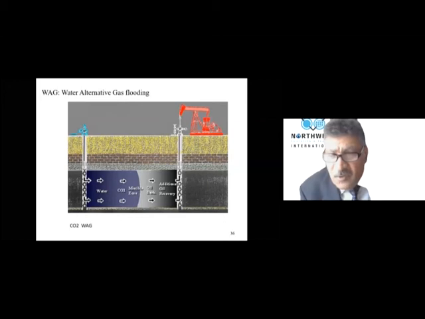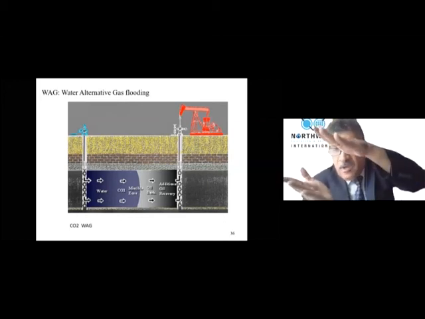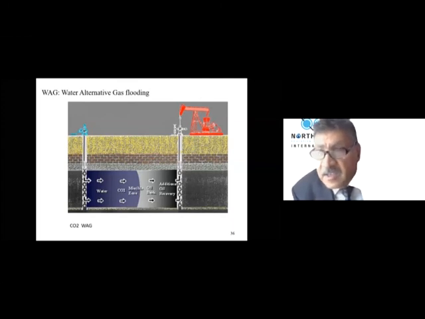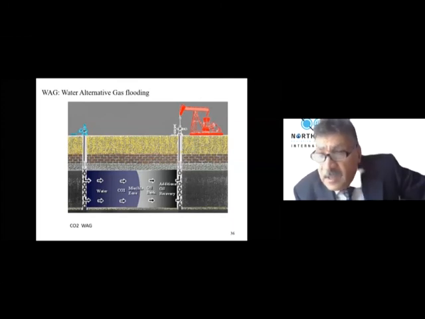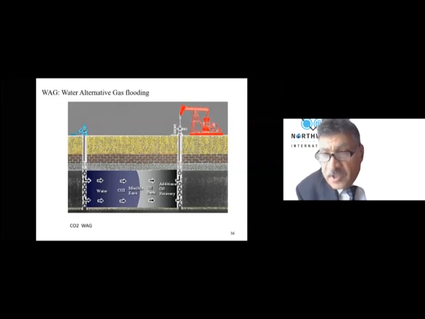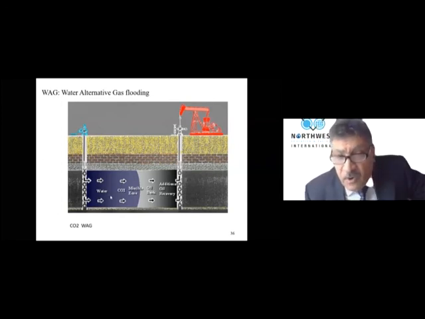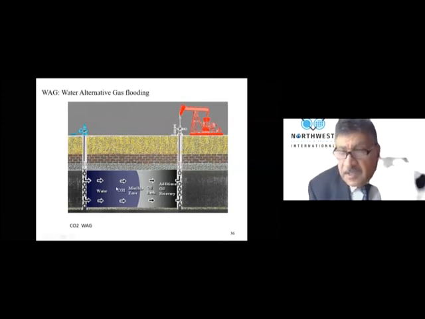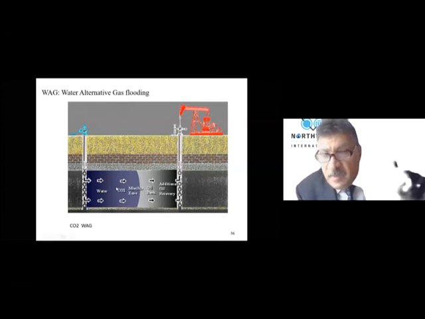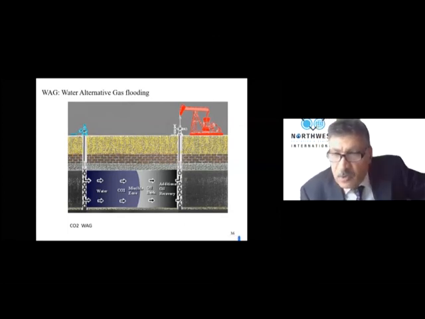But can I do gas and water in the same pay zone, in the same oil rocks? The answer is I can. What do I name it? I name it WAG, water alternate gas. What do I mean? First I inject the gas such as CO2. I keep injecting gas inside the rocks for maybe 4 months, 5 months, 6 months. Then I stop and I follow that by injecting the water.